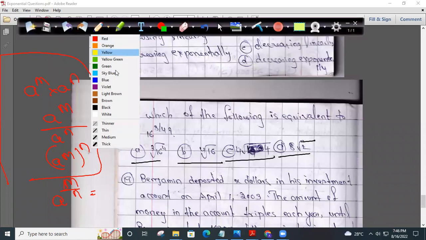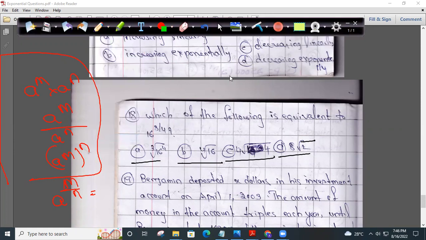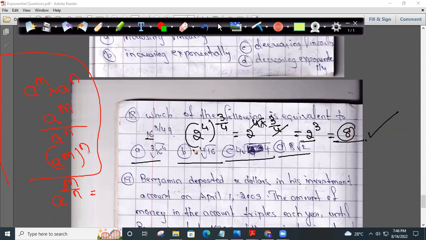See here, students who are struggling, how simple is it to solve this? It is very easy. 16 can be written as 2 power 4, whole to the power of 3 by 4. This can be written as 2 power 4 into 3 by 4. The 4s cancel out. Now we are left with 2 cube, which is 8. So my final answer should be 8.